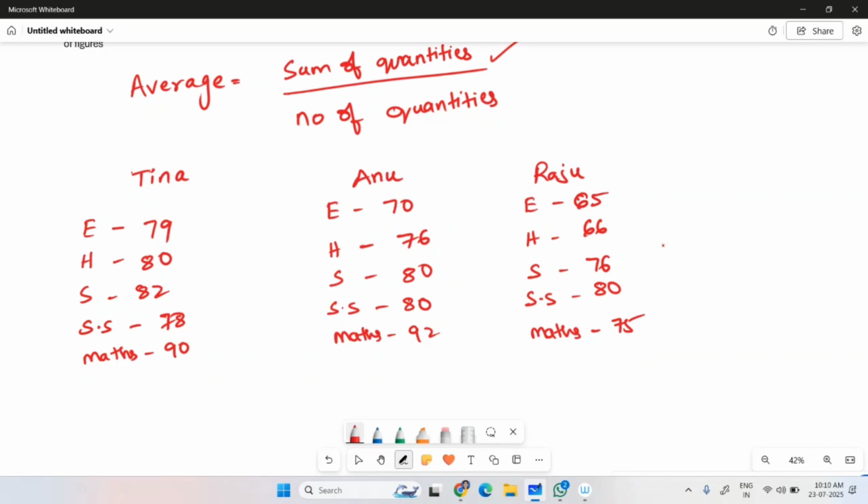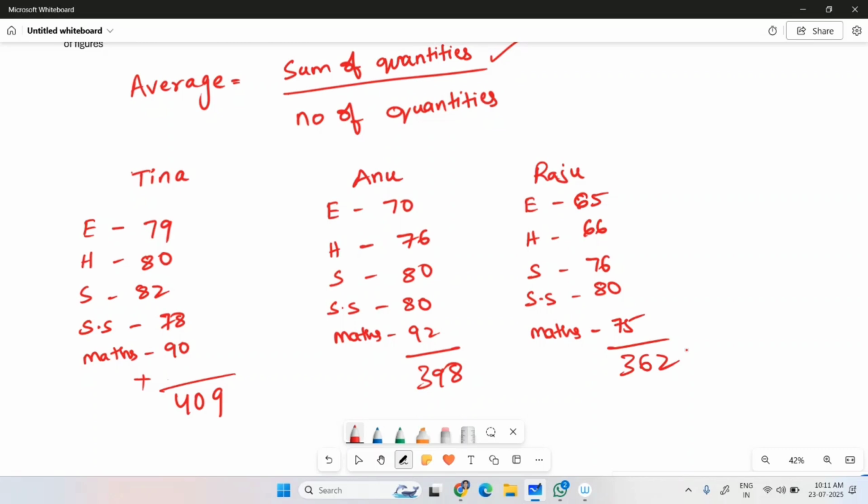Now the class teacher wants to compare their performances. She can do this in two ways. Firstly, by finding out the total marks scored by each student, and secondly, by comparing their average performances. First, let's calculate the total marks scored by Tina, Raju and Anu. Tina's total, if you add all together, is 409. Anu's total is 398. And Raju's total marks is 362.